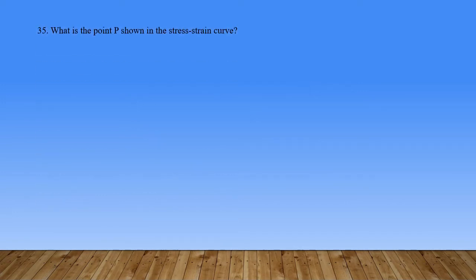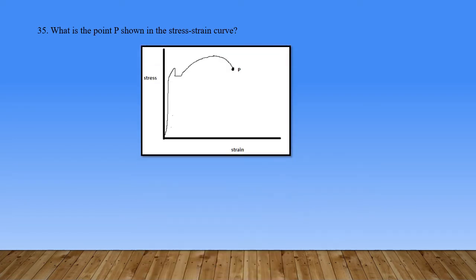Question number 35. What is the point of P shown in stress strain curve? So this is the stress strain curve and we have to find what is the position of P. The option A is lower yield point. Option B, elastic limit. Option C, proportionality limit. Option D, breaking point. The correct answer is option D, that is breaking point.